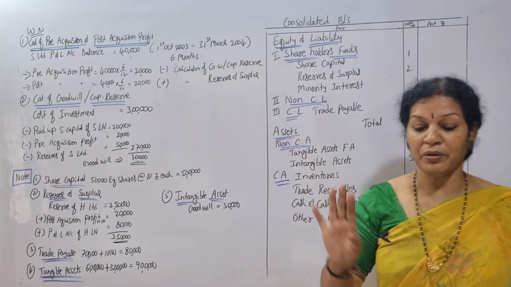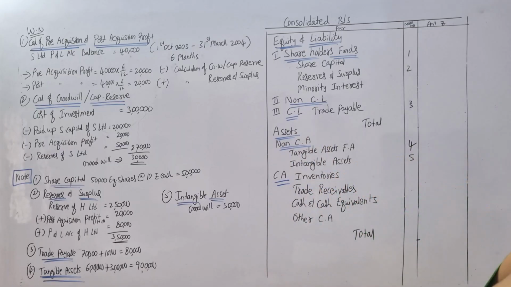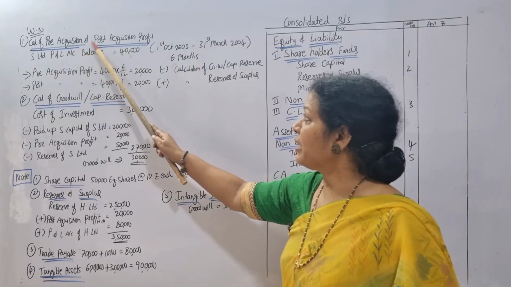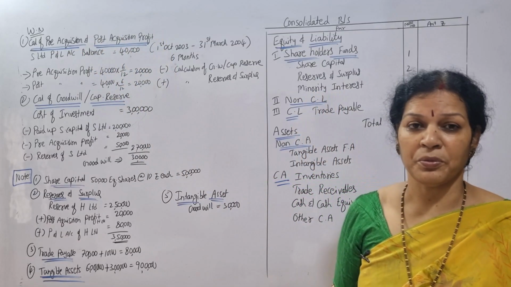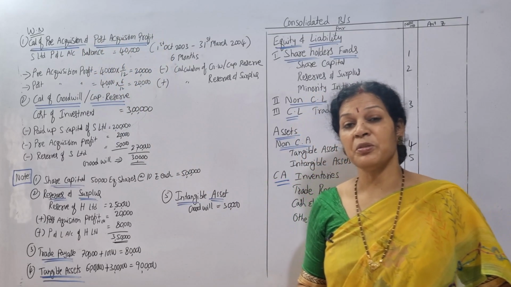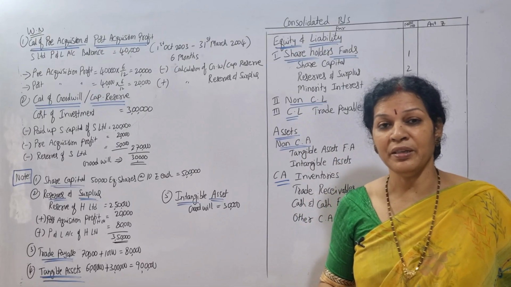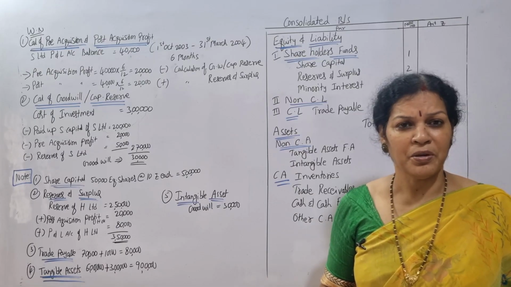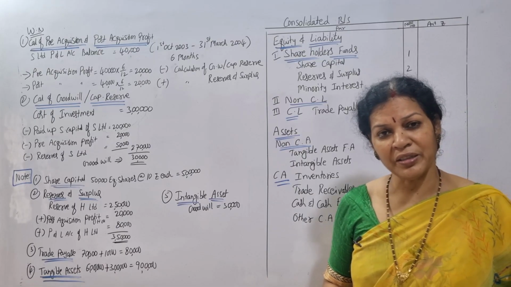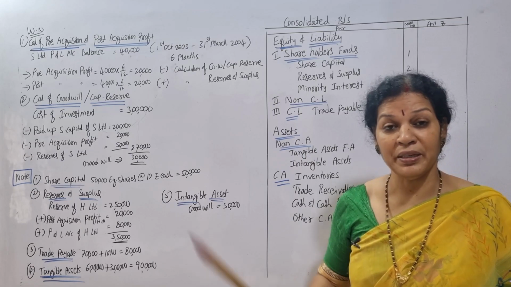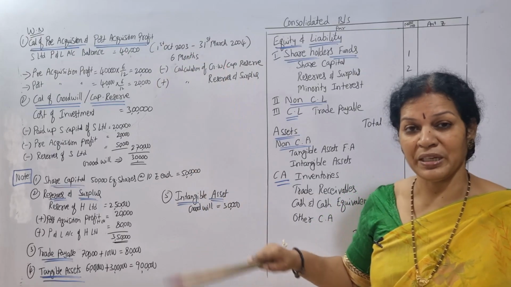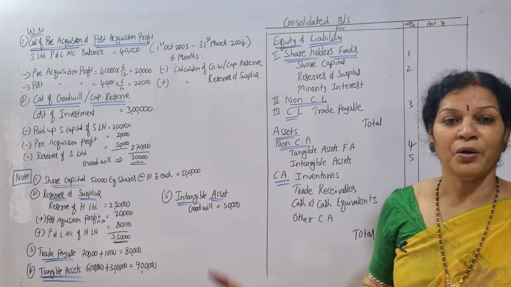Working notes already I have done. Let me explain it very clearly. First thing is that we need to calculate the pre-acquisition, post-acquisition profit. Pre-acquisition means before acquiring the company, the profit we are getting. Post-acquisition means after acquiring the company, after taking over the company, that profit we say as post-acquisition profit. How do we calculate that?